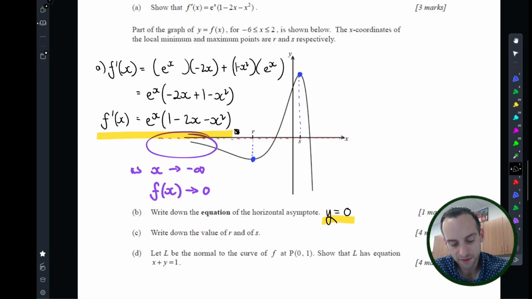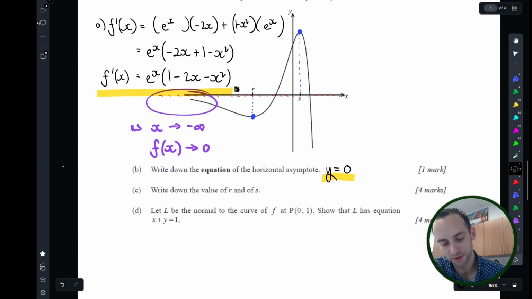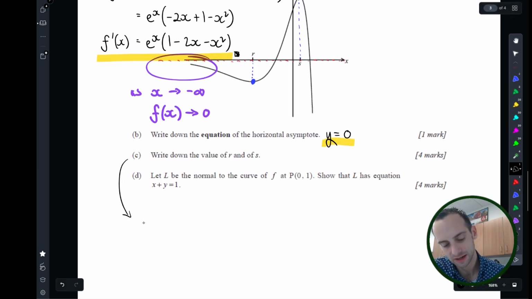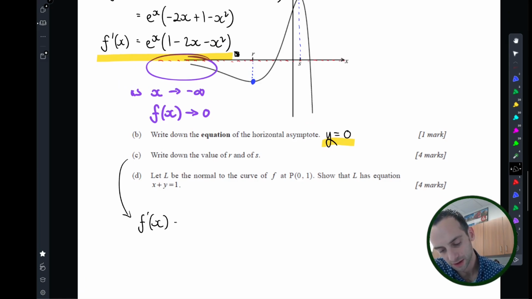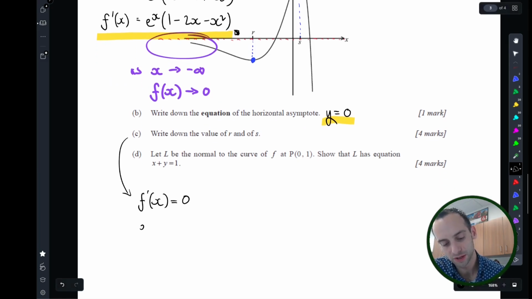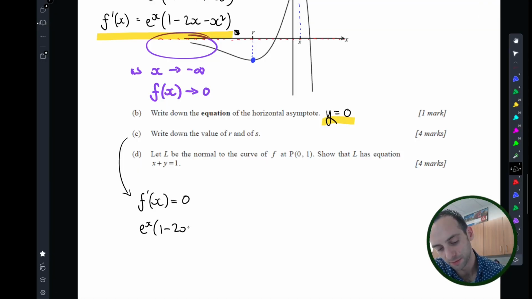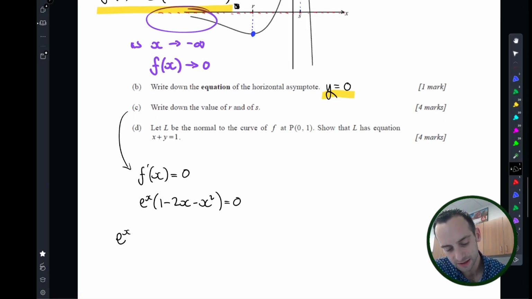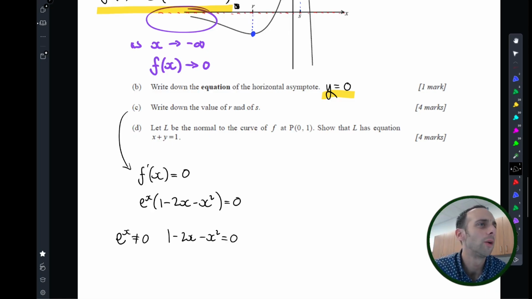We're now asked to write down the values of r and s. Those are the x-coordinates of the local maximum and the local minimum. The write down is a little misleading here because they're giving us 4 marks. Okay? Essentially, we need to solve the derivative equaling 0 because we know these are the local maximums and the local minimums. Okay? That gets us to this point using our answer from part A, and we know that e to the x cannot equal 0 because that's exponential growth, which means we're really trying to solve this quadratic right here, 1 minus 2x minus x squared equals 0.